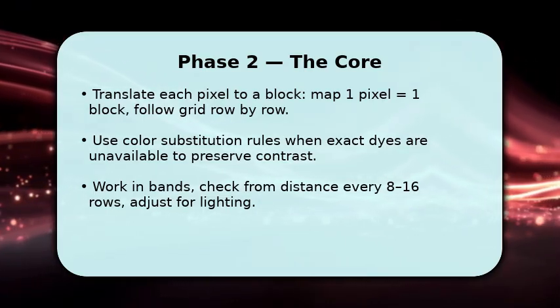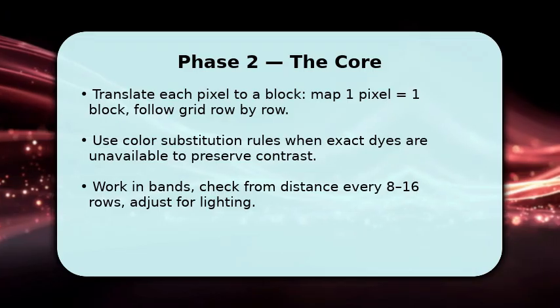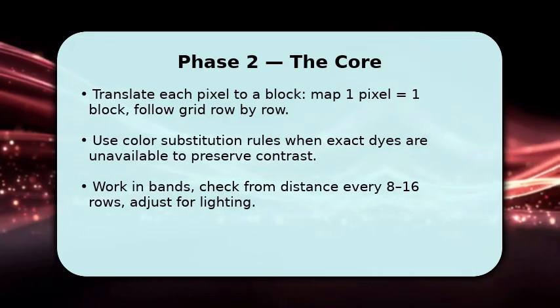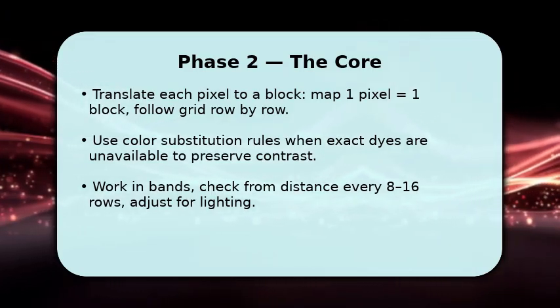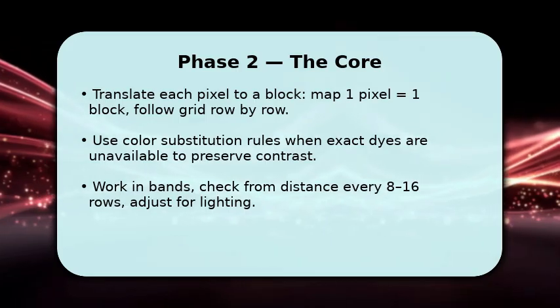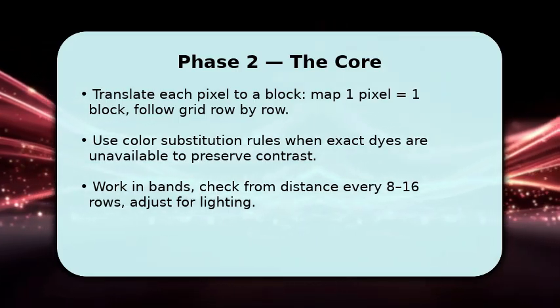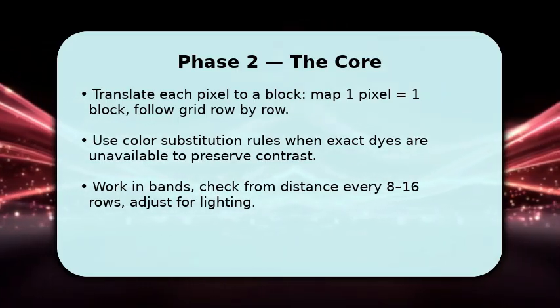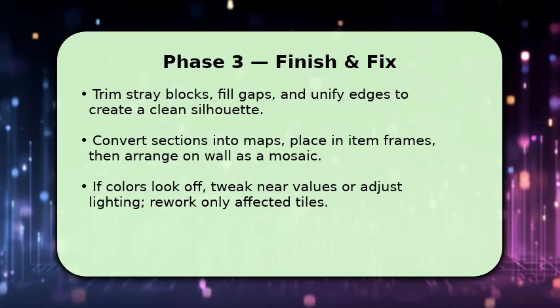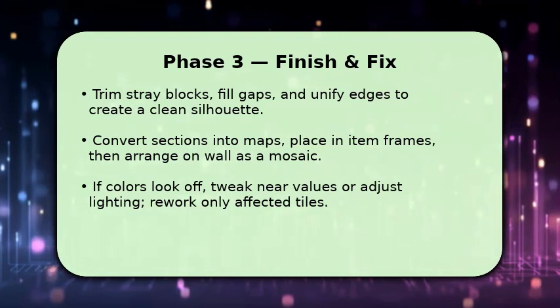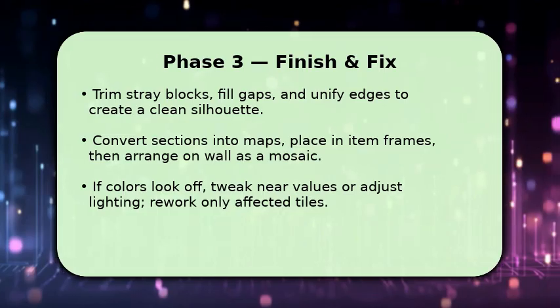Once a band of 8 to 16 rows is placed, step back and view from distance to catch tonal errors. This is crucial because Minecraft lighting changes perceived color. As you proceed, correct edges and keep scaffolding mobile, so you finish by trimming stray blocks and unifying the silhouette so the picture reads clearly at distance.